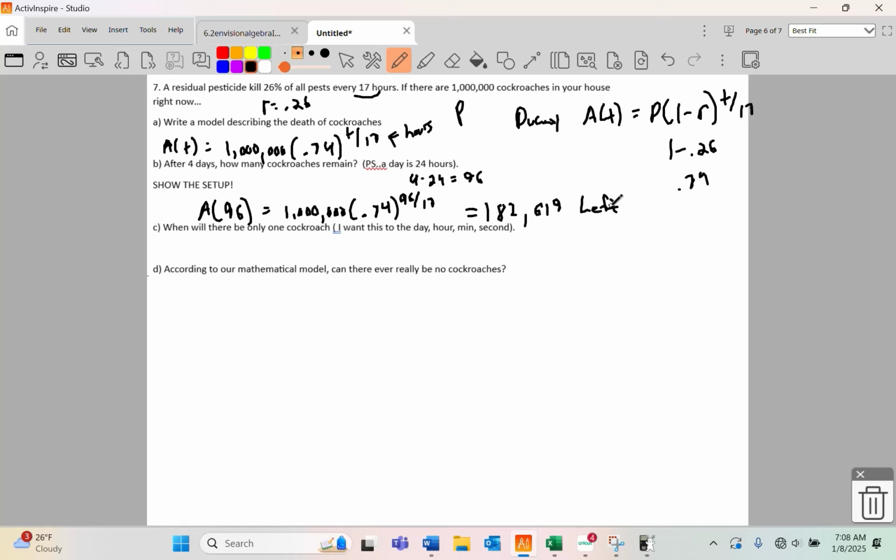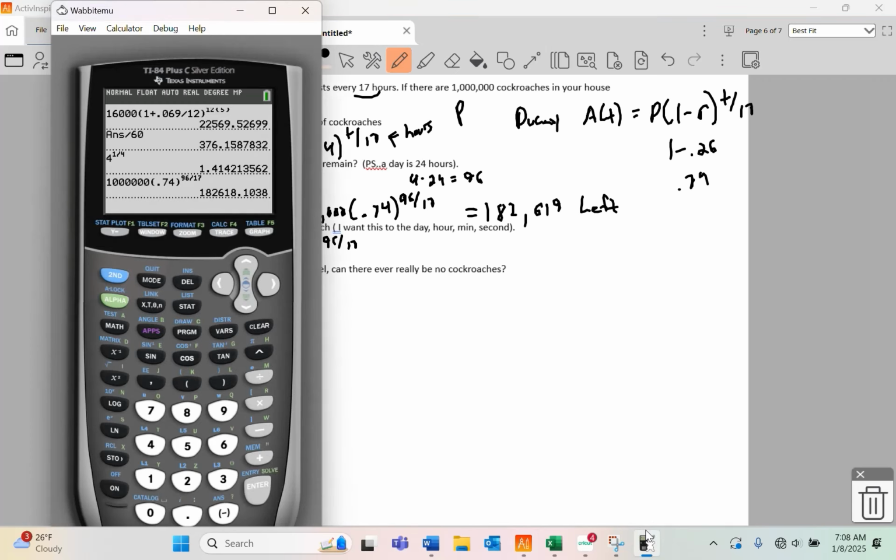All right, when will there only be one cockroach? I want that to the day, hour, minute, and second. So we're going to set 1 equal to our equation. We're going to put that in y1. We're going to put that in y2. Yeah, it's 1,000,000. I'm struggling today, aren't I? Let's see, and this was x over 17.